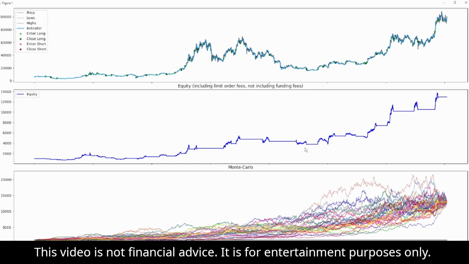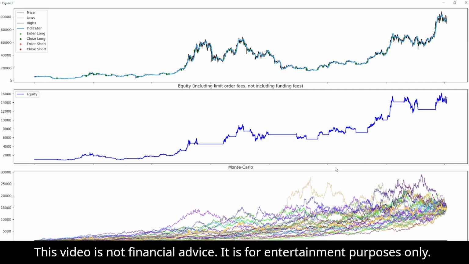So I also tried in 4-hourly. This is better because there are many more trades and the performance looks good. But again, the number of trades is not so much because there are, I think, 25 trades or so, if I remember correctly. And I tried also in 2 hours.